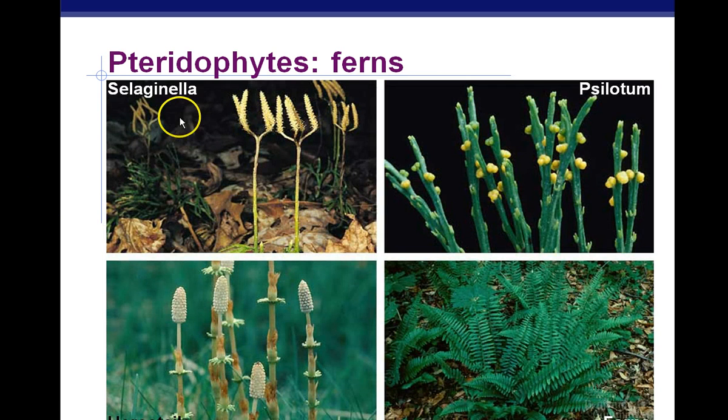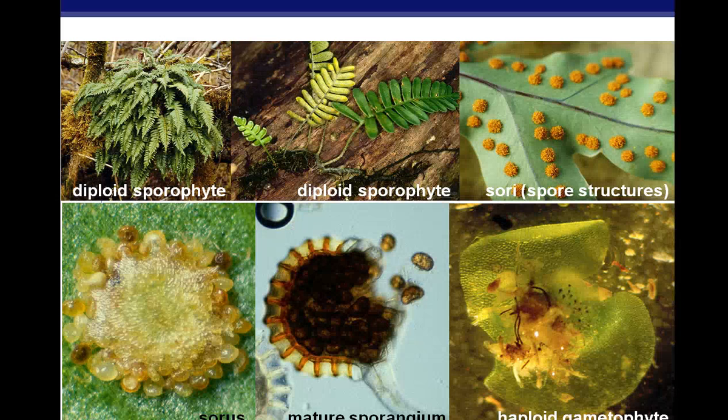Tridophytes. We have some more ferns, basically. Remember, these do not have seeds, no flowers, but they do have vascular tissue, so they can grow pretty high. And that can block out light from lower plants, and that gives them a survival advantage on land. Here we have the diploid sporophyte, which is most of the fern's life cycle. Here we have sori, which are spore structures. Remember, the sporophyte makes spores, and these are where the spores are being made.